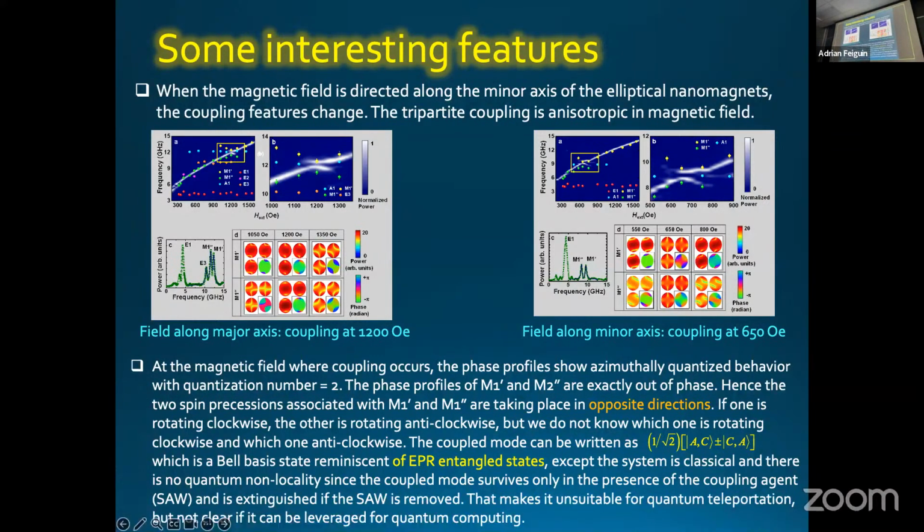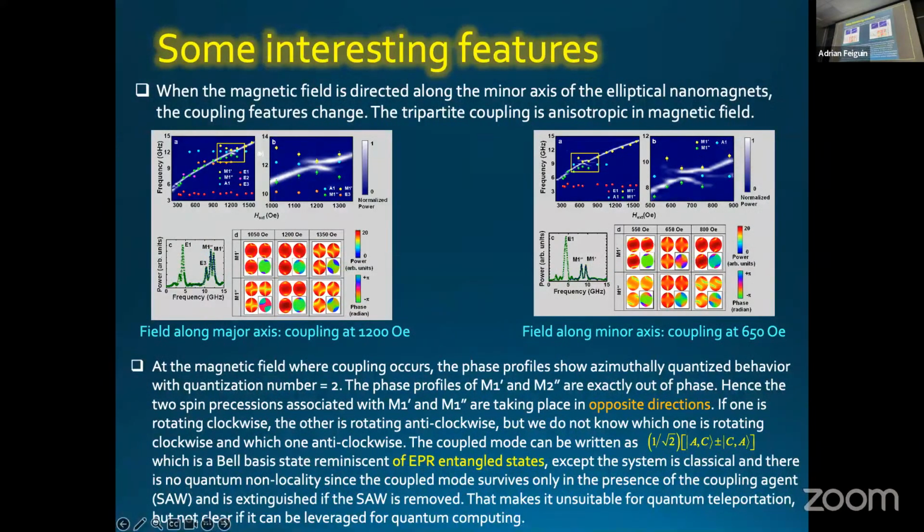What is the magnetic field for? It is to induce the Kittel modes, to create the Kittel modes. So at the magnetic field where coupling occurs, you can see first of all 2 things. The difference is that this anti-crossing occurs at 1200 oersteds. Here the anti-crossing occurs at 650 oersteds, so almost at half the field. So the frequency at which they match is different. There's some directional dependence on this.